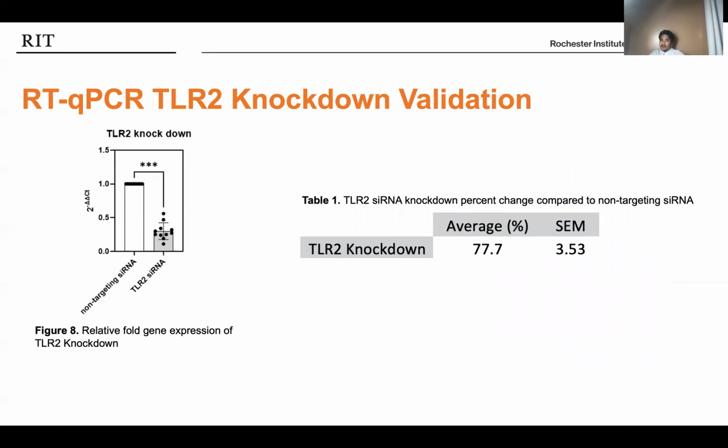So for the knockdown validation, on the figure on the left, we can see a significant difference in the relative fold change. Compared to the non-targeting, TLR2 gene expression for the TLR2 knockdown is significantly reduced. On the right is the same results, however, it's quantified by percentage, and we can see that there is almost a 78% TLR2 knockdown. This validates that our knockdown is working.